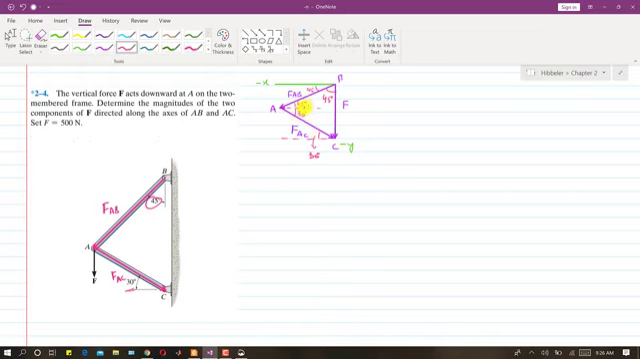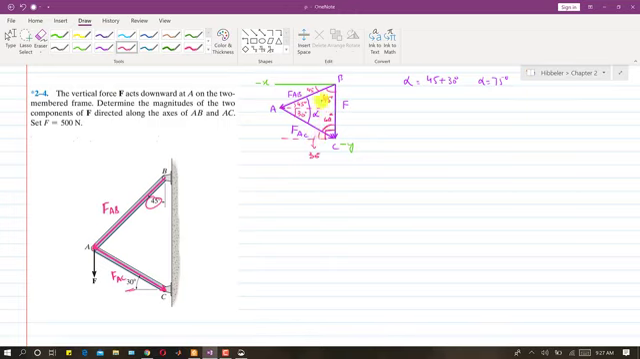Now we know the angle between these two components. This whole angle is the summation of these. Let's suppose this angle is alpha. So alpha is 45 plus 30 degrees, so alpha is 75 degrees. As this force is vertical, it is making 90 degrees here, so this angle is 90 degrees, and this angle is 30 degrees. Then how much is this angle? It will be 90 minus 30, so this angle is 60 degrees.